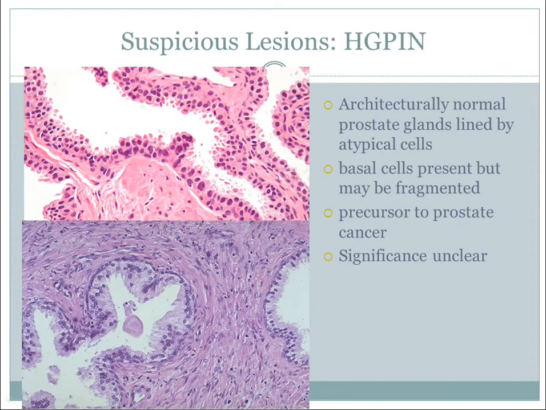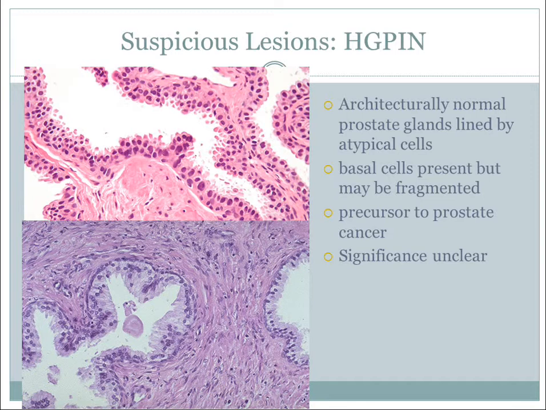So now I'm going to spend the last couple minutes talking about two specific lesions that you must know. The first one is high-grade prostatic intraepithelial neoplasia, which in layman's terms basically describes a normal-looking gland architecturally that is lined by atypical cells that look a lot like cancer cells. So these cells would have enlarged nucleus and perhaps a prominent nucleoli. The basal cells will be present, but occasionally they may be fragmented.